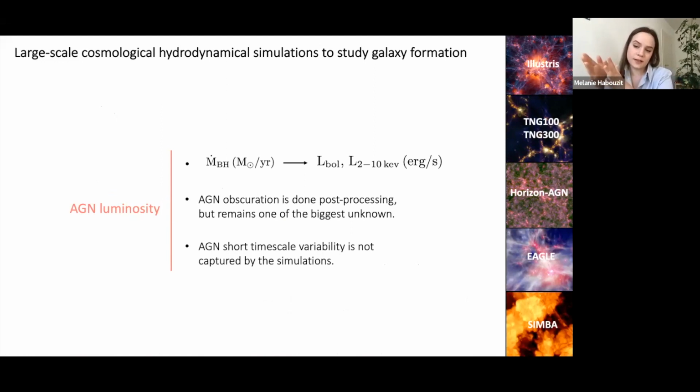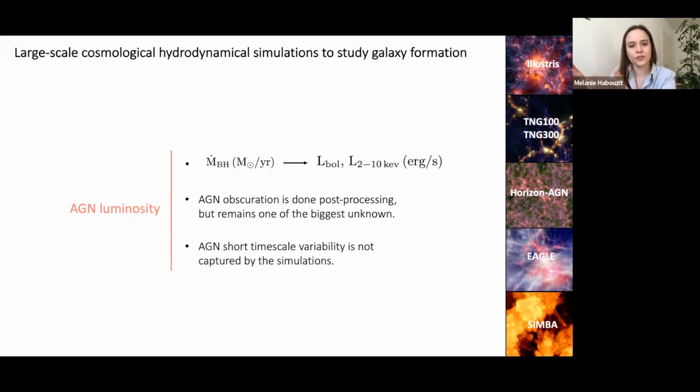There are two things that are really important to remember. The first one is that AGN obscuration is not something that is done on the fly in the simulation. We cannot do that. So you can always correct for obscuration, but it has to be done post-processing. And because we don't know much about obscuration at high redshift, it's one of the biggest unknowns when we try to compare simulation and current observations.